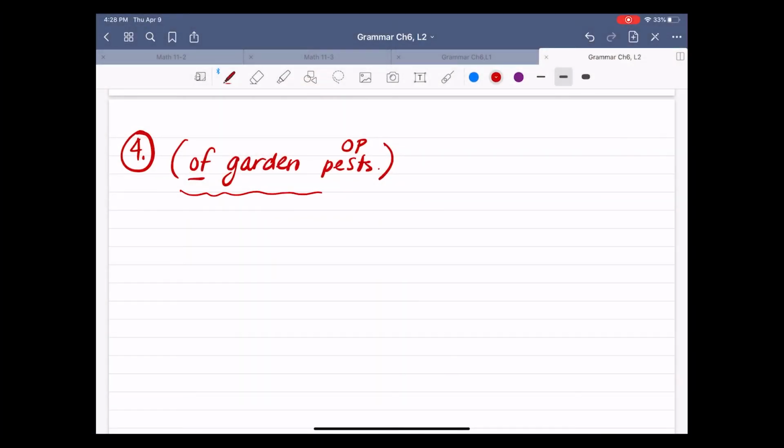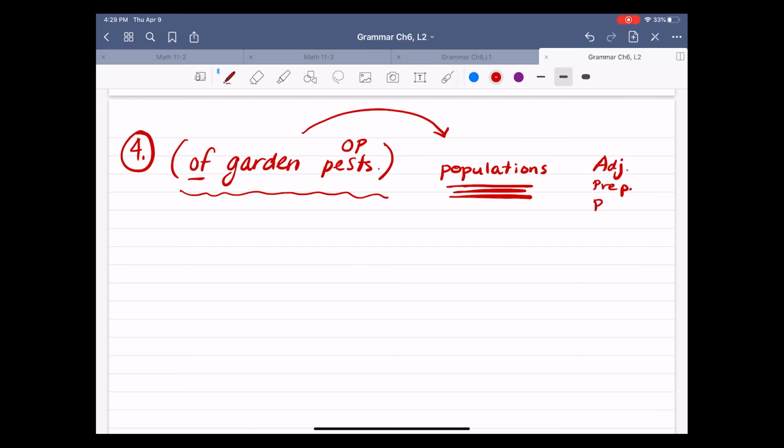Now, it talks about they control huge populations. What are the populations? Of garden pests. So of garden pests is telling you about populations. Populations is a noun. And what type of a modifier tells us about a noun? You're right, an adjective. So it's an adjectival prepositional phrase. It's a prepositional phrase acting like an adjective. You could even do this. All right, number 5. Let's see how you did.